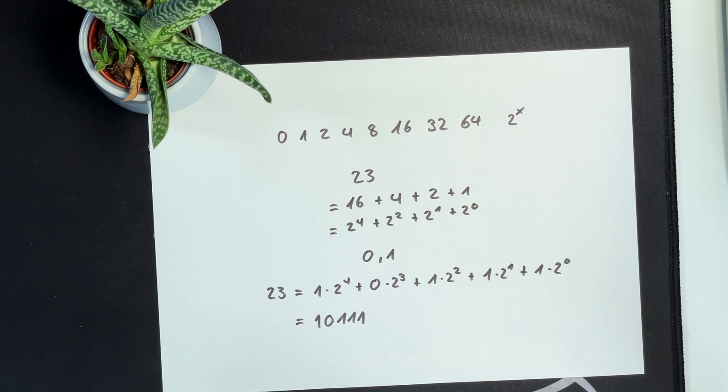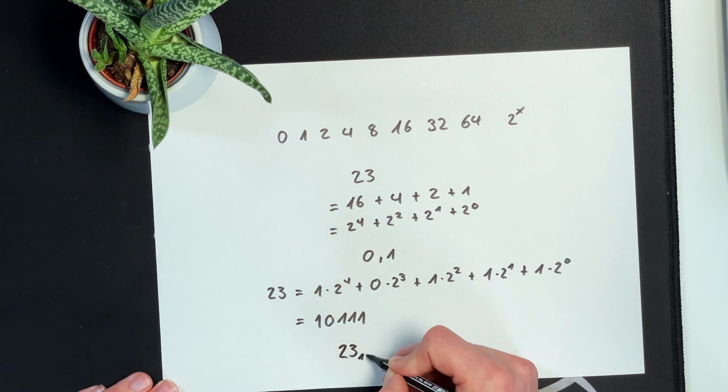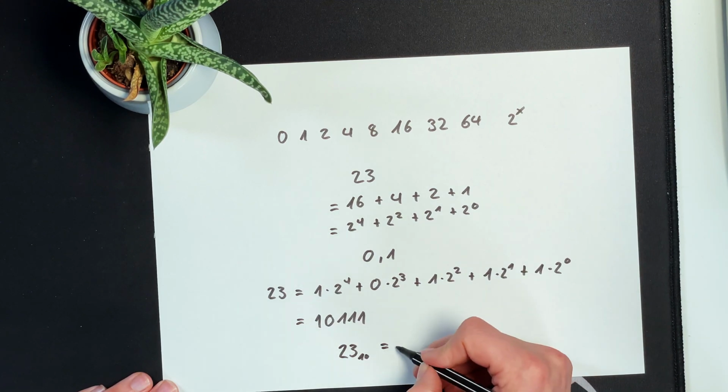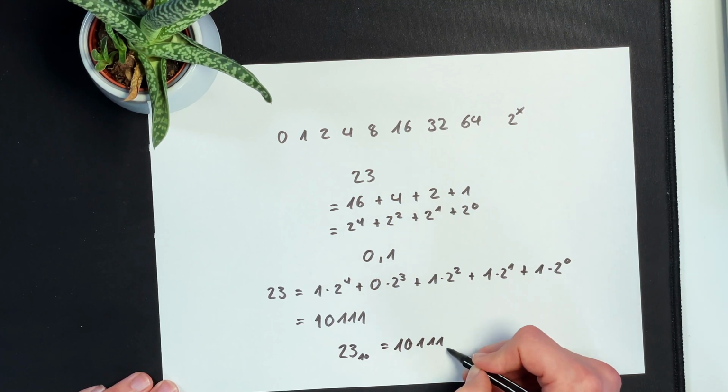To make clear that we have a decimal and a binary number, we can use subscript numbers indicating the base. Like here we have 23 with base 10, which equals 10111 to the base of 2. Now we have seen how to turn a decimal number into a binary number. But how can we get those digits for the binary number without guessing them?